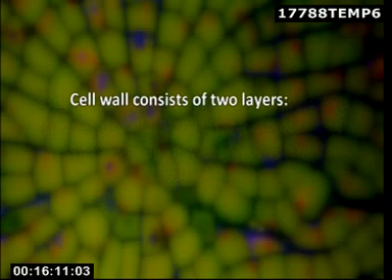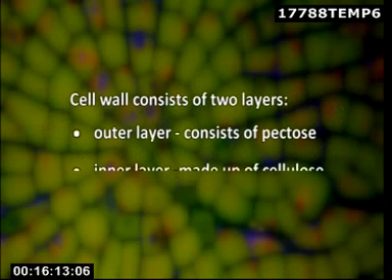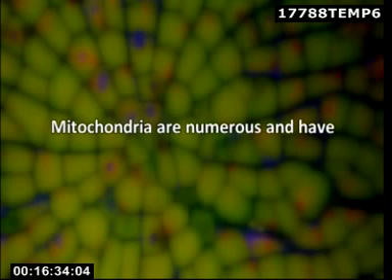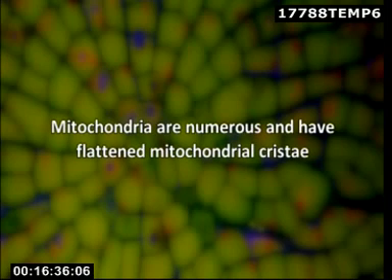The cell wall consists of two layers. The outer layer is made up of pectose and the inner one is made up of cellulose microfibrils. The cells are uninucleate and in each cell there is a laminate parietal girdle-like chloroplast which wholly or partially encircles the protoplast with 1 or 2 pyrenoids each. Mitochondria are numerous and have flattened mitochondrial cristae.